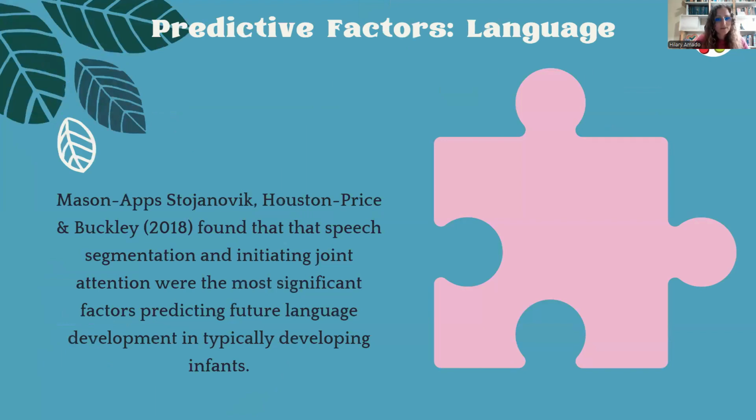These authors found that speech segmentation and initiating joint attention were the most significant factors predicting future language development in typically developing infants. In contrast, for infants with Down syndrome, nonverbal cognitive skills and responding to joint attention were primary indicators of subsequent language acquisition.